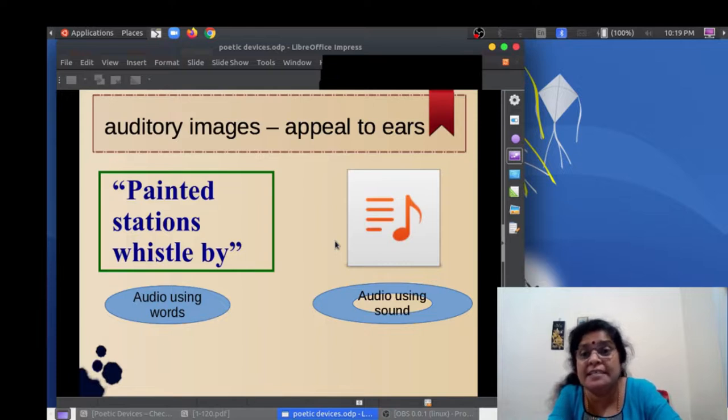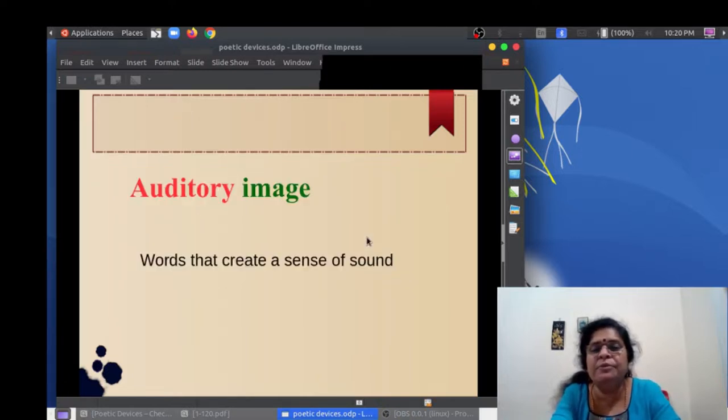When we read these lines, painted stations whistle by. So, this is the audio using words. And this is the audio using sound. Okay. Can you find out other auditory images from our poem? And what do you mean by auditory image?